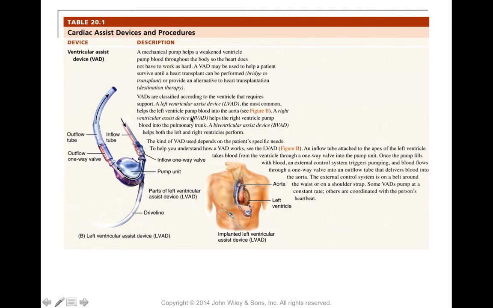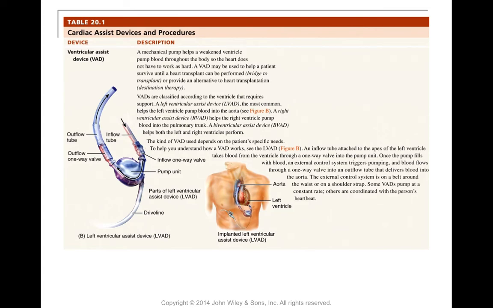Basically it can assist either ventricle, but the left is going to be most common simply because the left is the one that is under the most pressure throughout your lifespan, and is the most likely to fail. It's going to help the left ventricle pump blood out into the aorta. We also have a right ventricular assist device, which can help the right ventricle pump the blood. Remember, that's going to go out into the pulmonary trunk, into pulmonary circulation. And in the most severe cases, we have a biventricular assist device that's going to help both the left and the right ventricles perform their functions.